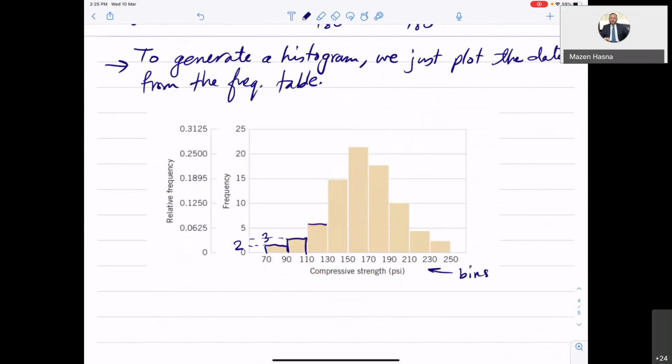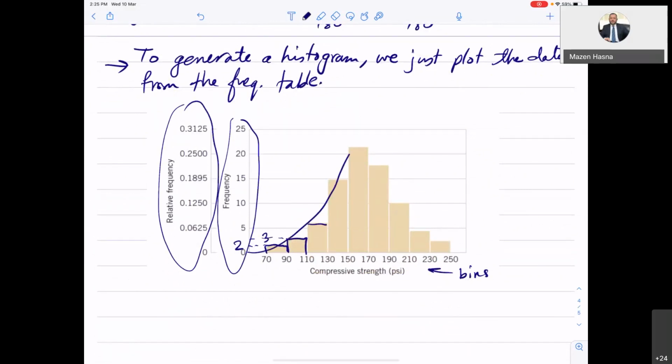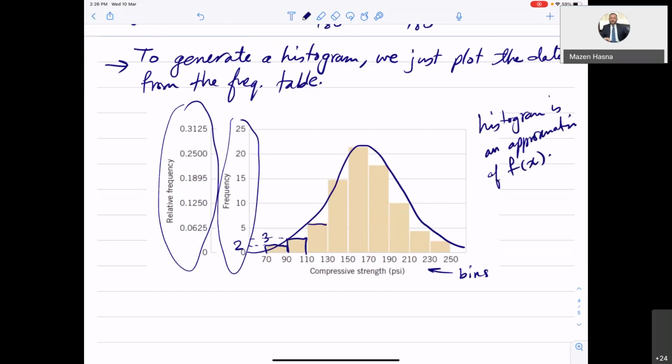So as you can see, the histogram will give you, you can plot it, of course, against the absolute frequency or the relative frequency, which is more common, because relative frequency will be very close to the probability distributions that we mentioned before, the PDF. So the histogram is an approximation of small f of x.